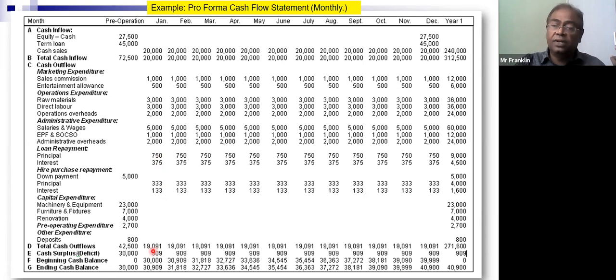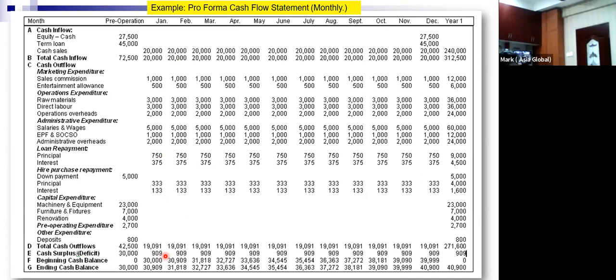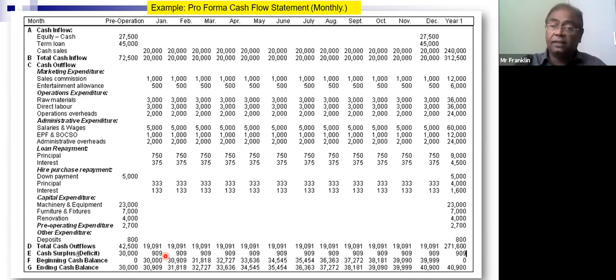19,091. Remember? Cash surplus is how much? 909, about 900. That means the 20,000 is the money that comes in, and from there they have 900 ringgit. Okay lah, at least you got 900 ringgit. Now beginning cash is what? 30,000. Remember? Before you start the business, you got 30,000, right? So 30,000 plus the surplus, the ending cash balance is 30,909. So this is the ending cash balance, right?